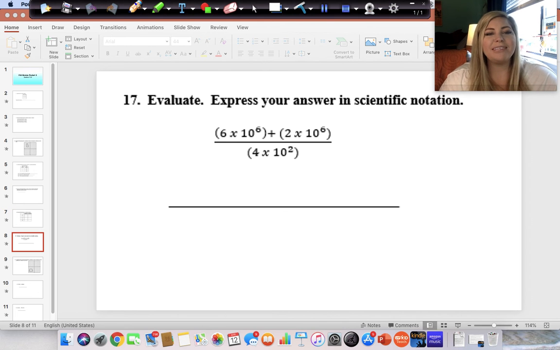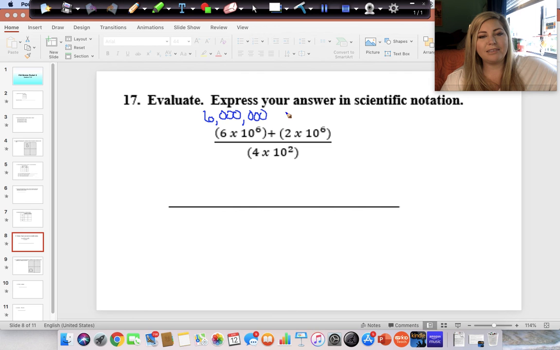All right. This says evaluate. Express your answer in scientific notation. So we have 6 times 10 to the 6th power plus 2 times 10 to the 6th power, divided by 4 times 10 to the 2nd. So I first want to take care of this top row here. 6 times 10 to the 6th power is 6 with 6 zeros. And 2 times 10 to the 6th power is 2 with 6 zeros. And we're just adding those together. So 6 million plus 2 million gives me 8 million.